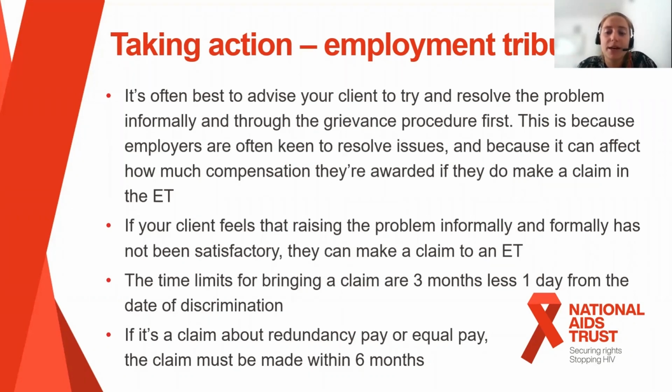And if it's a claim about redundancy or equal pay, the claim must be made within 6 months. These time limits are incredibly strict and short, and grievance procedures might eat up a lot of this time. So you don't have to have completed the grievance procedure before making a claim to the employment tribunal. The absolute priority, if you are going to make a claim, is making sure that you do it in that time limit. And you can continue the grievance procedure once you've made the claim, if you feel it could go somewhere, but this deadline is very, very fixed.